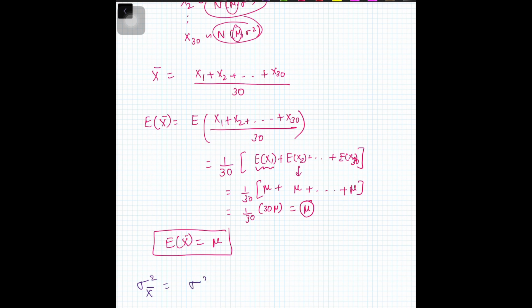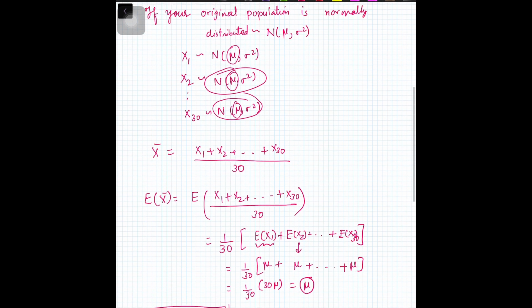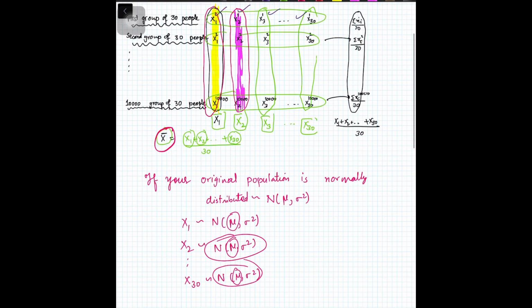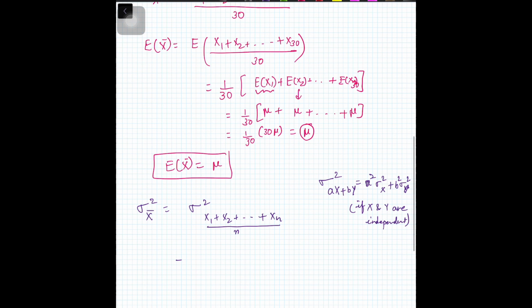So that would be variance of x1 plus x2 plus so on xn divided by n, right? You can take it as 30, or n can be in general. Now do you remember this result, that if you have two random variables, then the variance is a square into variance of x plus b square into variance of y, if x and y are independent. If they are not, then we have a covariance term also. Here all these are independent samples, right? So because the samples are independent, use this result.